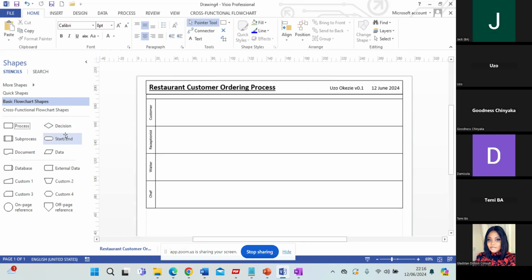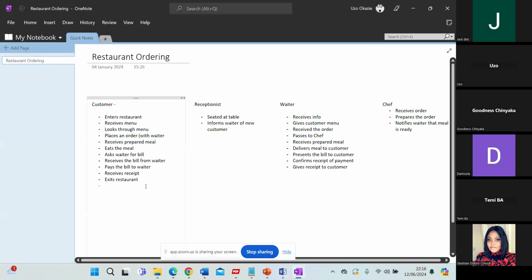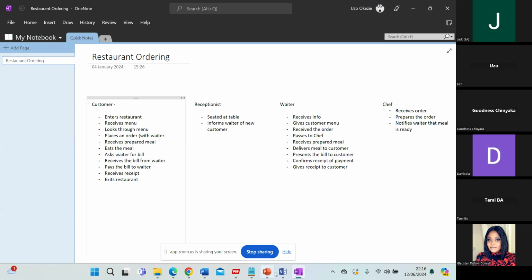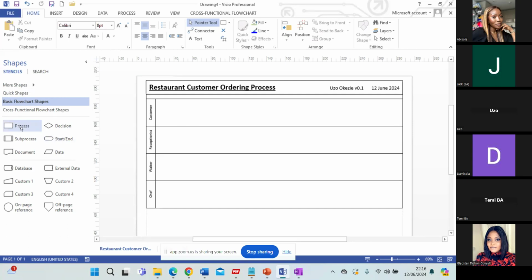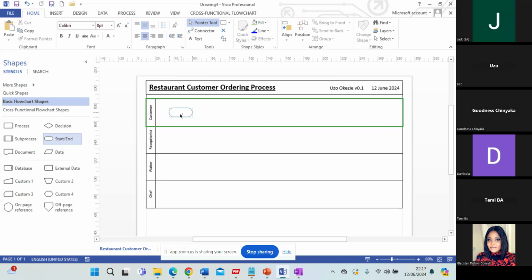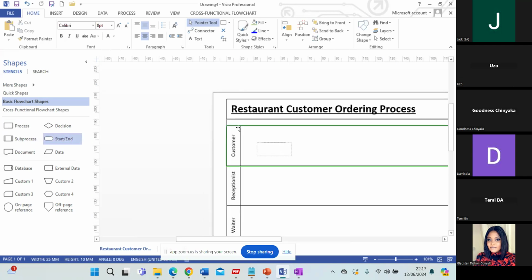Okay, so we forgot that, and someone added it. Sorry, let's go back here again. It's fine. I'll add something there just so that we can capture a decision. So again, it's drag and drop. We click on the start and end key and put it here, and we just put start there. So that's how our process starts.